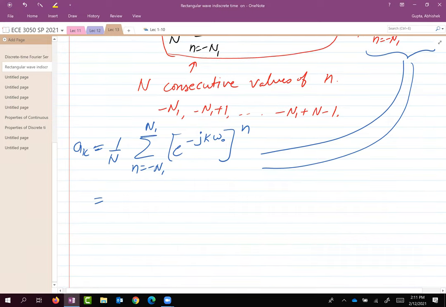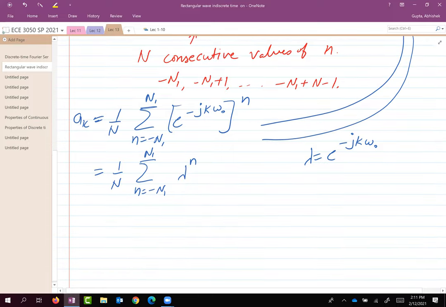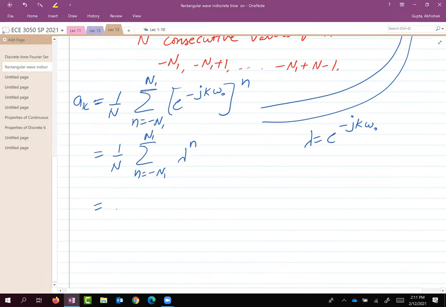Let me give you another hint. Let me call lambda equal to minus e raised to jk omega naught. And so I have 1 over N summation of lambda raised to n. What can I do? Would it become a geometric series then? Yeah, so it becomes a geometric series, and we can use that expression to evaluate it. So let me write it: the sum from minus N1 to N1 of lambda raised to n.